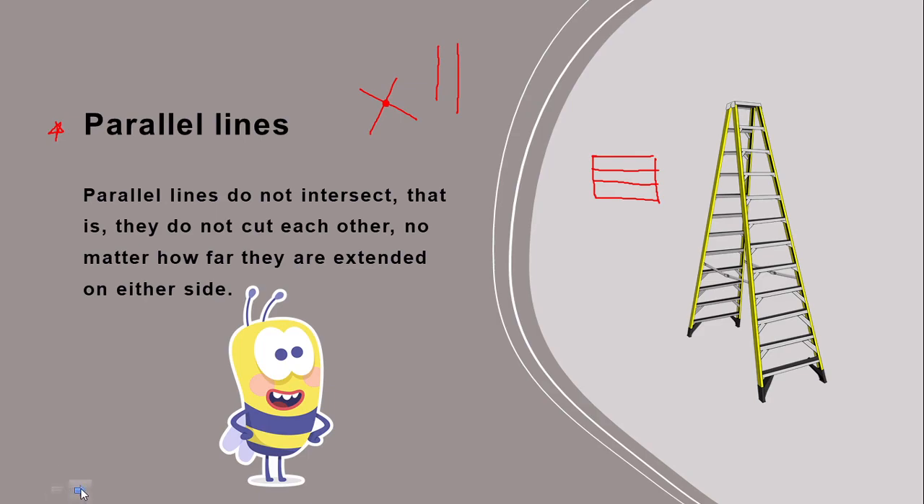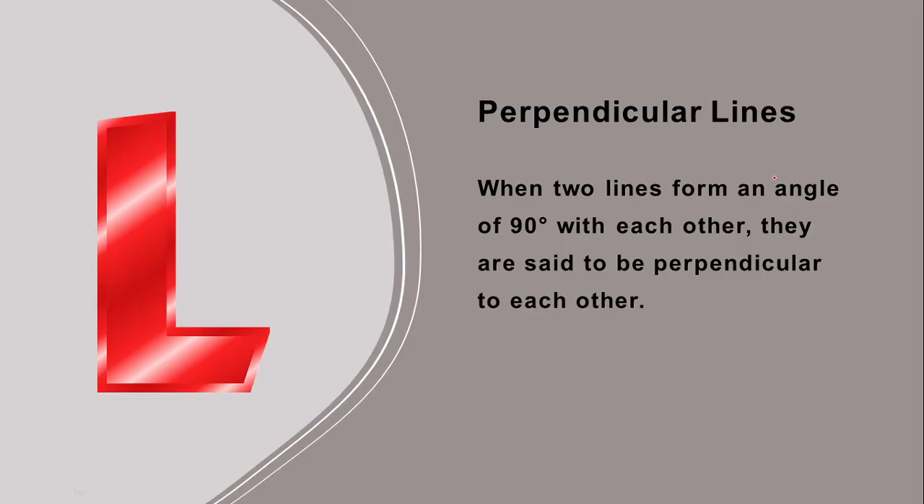Okay. Then next is perpendicular lines. When two lines form an angle of 90 degrees with each other. Suppose we are having two lines. Okay, this is one line and this is another one. And where they are meeting, if they form a right angle or they form a 90 degree angle, then they are said to be perpendicular to each other. Okay, so when two lines are forming a right angle, you will term those two lines as the perpendicular lines.